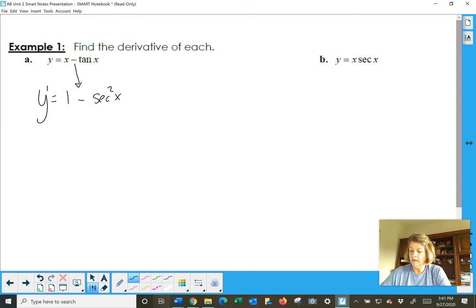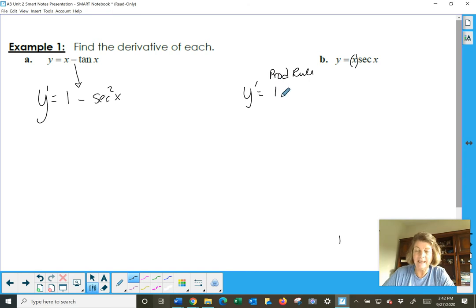Ooh, y equals x secant x. So if I want to take the derivative, I hope as you read it, you heard yourself say x times secant x. That means this is a product rule. Let's use our product rule. Derivative of the first times the second plus derivative of the second times the first. If you're an f prime g plus g prime f, awesome. If you're a u prime v plus v prime u, any of those work.